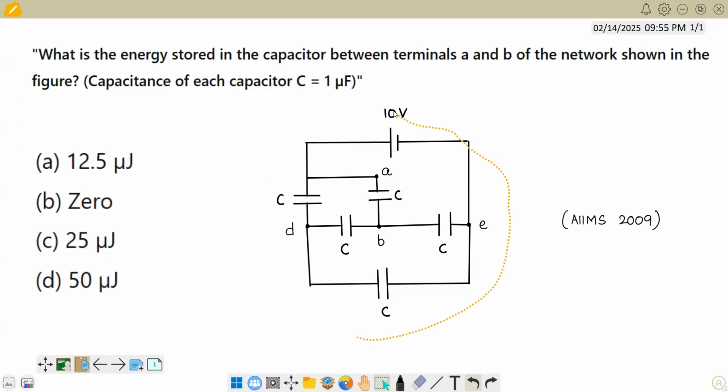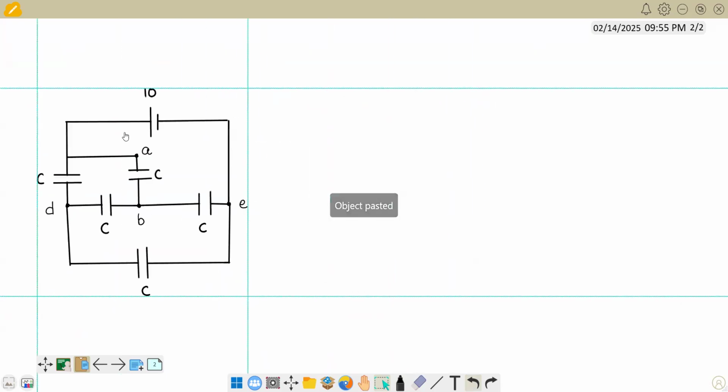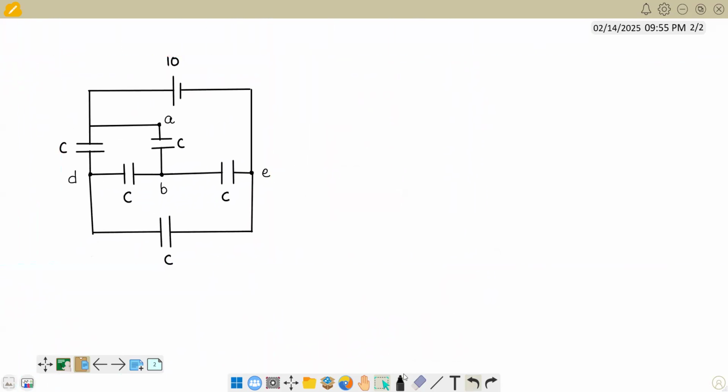So we'll take this diagram. This is our given diagram. Now, I will tell you there is a Wheatstone bridge here. You might wonder how we can quickly identify that there is a Wheatstone bridge in a given problem.